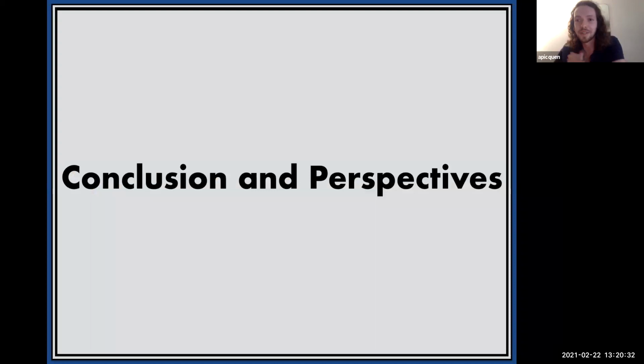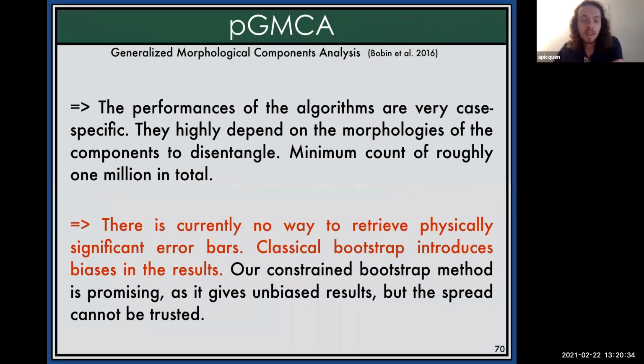And here's my conclusion on the perspectives. So the PGMCA and the GMCA work quite well, but the performances are very case specific. That means that they highly depend on the morphologies of the components to disentangle. And there is a minimum count of roughly 1 million that is necessary. And in Cassiopeia A, if we were able to obtain such impressive results, it's mainly due to the fact that it's very bright and we have a lot of statistics, so it helps.